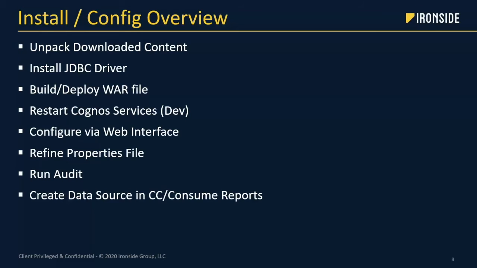So unpack the downloaded content, install the JDBC driver, build and deploy the WAR file, restart Cognos services, go into the web interface for the audit extension and configure it appropriately. So point to the database and then point to the Cognos instance. You're more than likely going to need to refine the properties file. We'll talk about that a little bit later. Then you're going to run an audit, and then you can create the data.